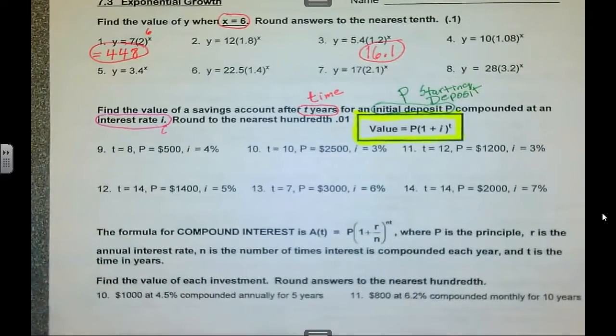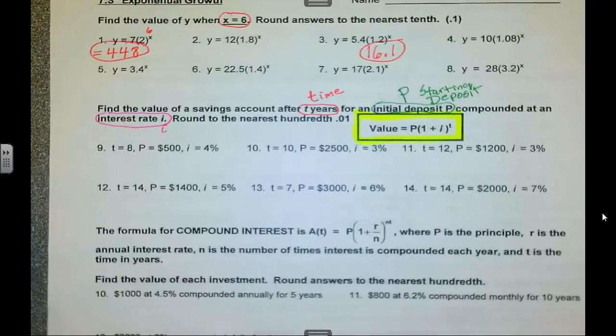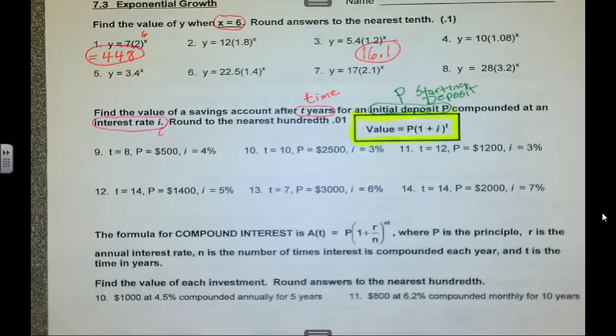Now, they're going to give us the interest rate in percentages more than likely, 99% of the time. Okay? Does everybody remember how to put a percentage into their calculators? Because on your scientific calculator, you don't have a percent key.